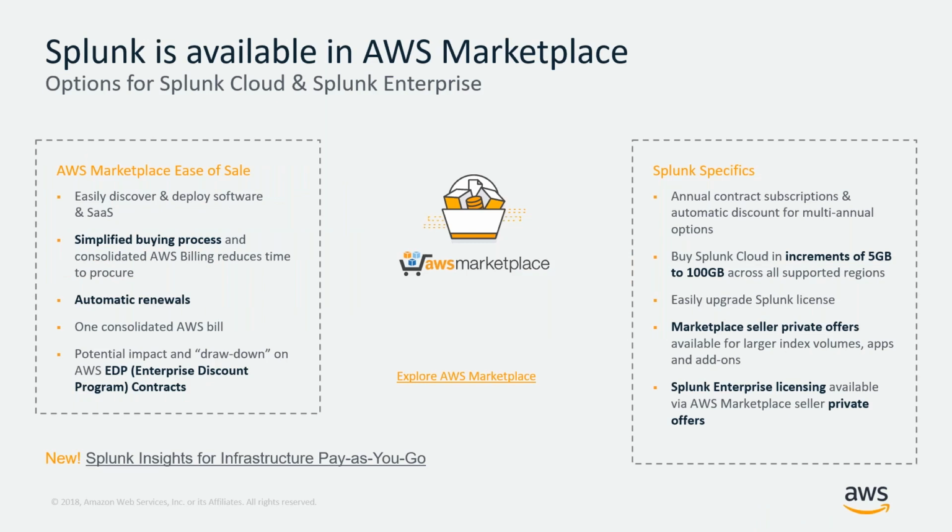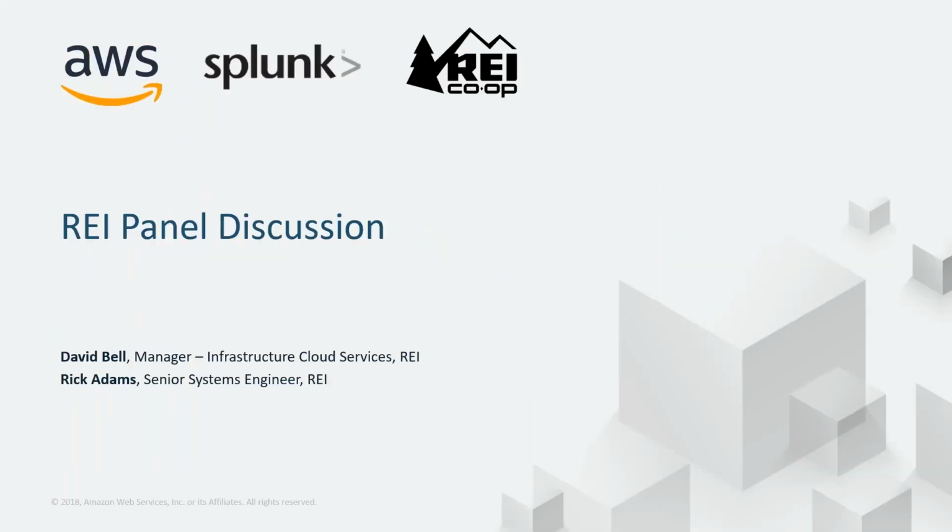Finally, Splunk is available in the AWS Marketplace. You have the options to sign up as a Splunk Cloud or launch a Splunk Enterprise instance. And it's an annual contract subscription with automatic discount as you go multi-annually. The license for the Splunk Cloud comes in several increments of 5 gigabytes. You can easily upgrade, and it's available today in the marketplace with also a new offering around Splunk Insights for Infrastructure, which is an app and a bundle pay-as-you-go license.